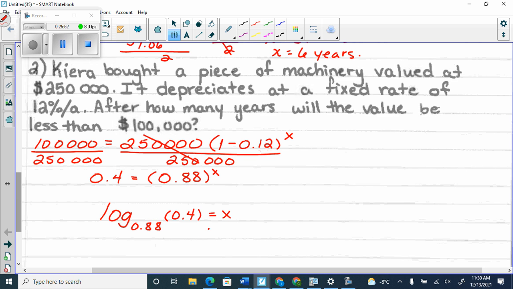I get x equals 7.16, so it would be 8 years, because it says less than 100,000. So it would take me till the 8th year to be below 100,000. Then we're flipping over.